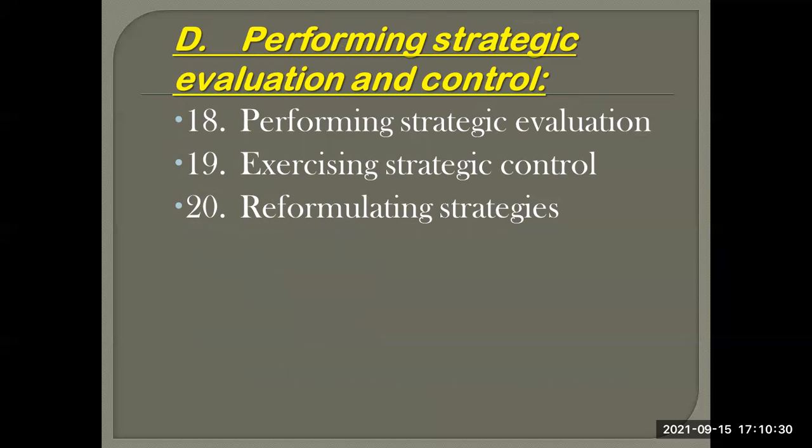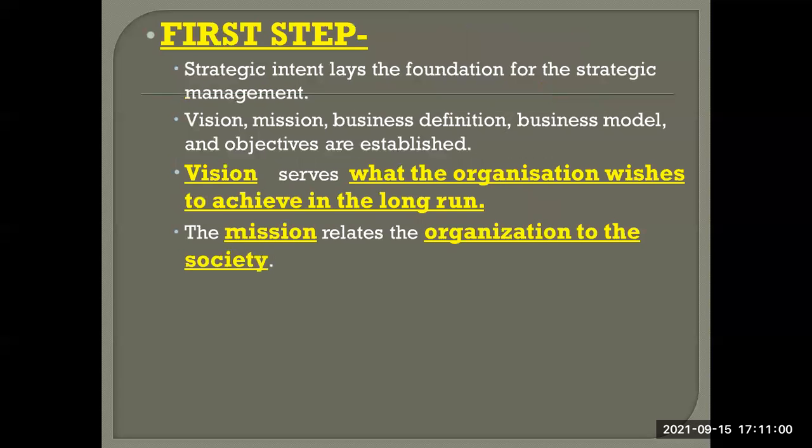So in this, at the 18th number, we have performing strategic evaluation, exercising strategic control, and reformulating strategies. So this is a little bit of control, measure, evaluation, judging part. Something which we have implemented should be tested, and defects, errors should be checked, and measures should be implemented. Again, the process should be run, and defects and errors should be removed, and a continuous improvement should be done in the process. So whatever we have discussed, we'll discuss in detail.